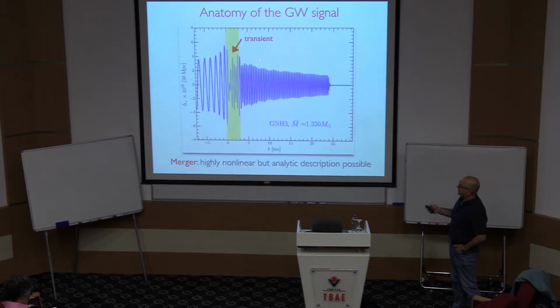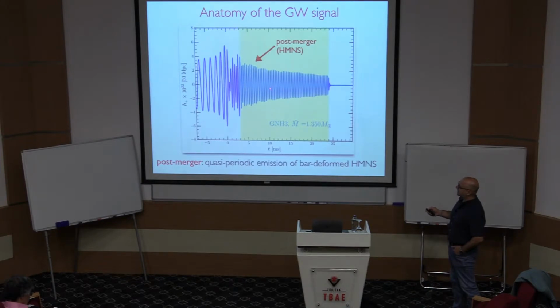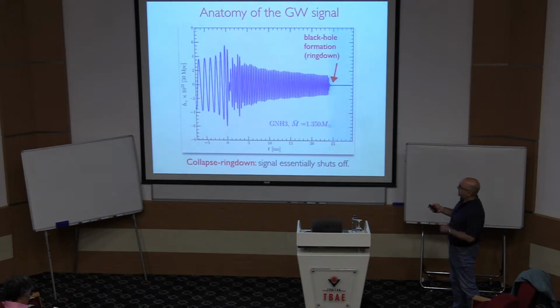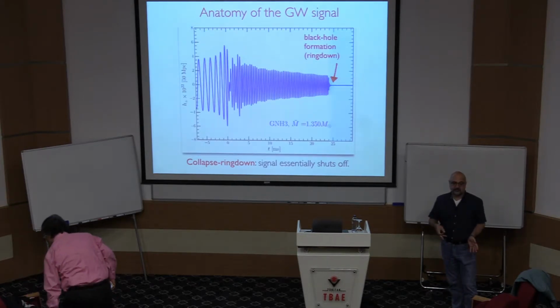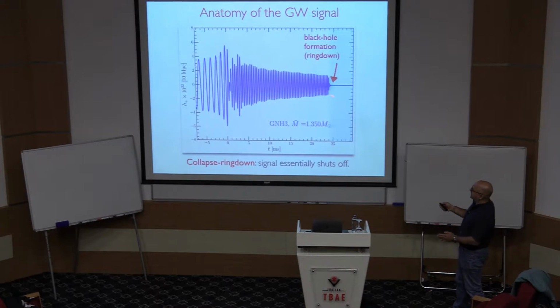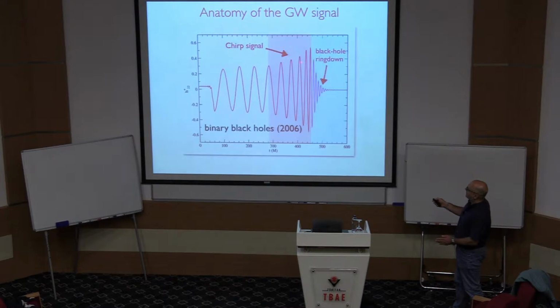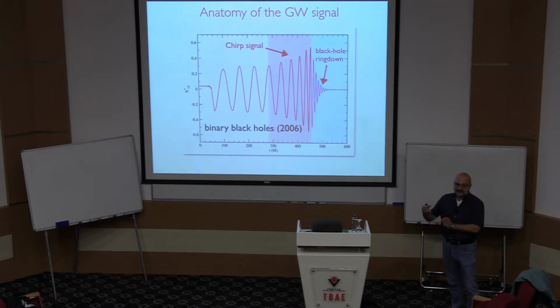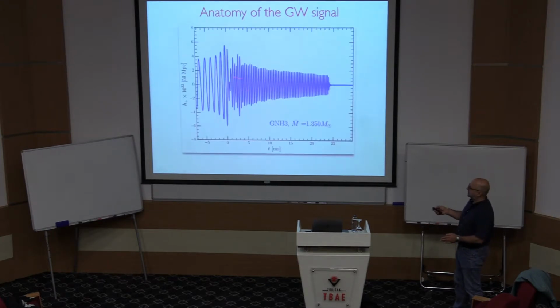Then there is a portion which is a transient over here. There is a part which is the one produced by the hypermassive neutron star, okay, over here. And then the hypermassive neutron star collapses and you produce a ring down, okay? So if you want to compare black holes versus neutron stars, essentially it's all this piece in between, okay? In the case of black holes, it's just chirp and ring down because there is nothing that can happen in between. In the case of neutron star, there is all of this signal that is there.